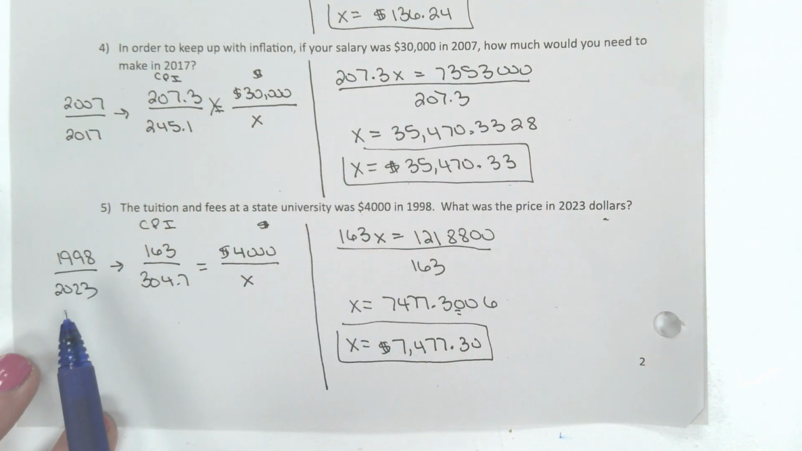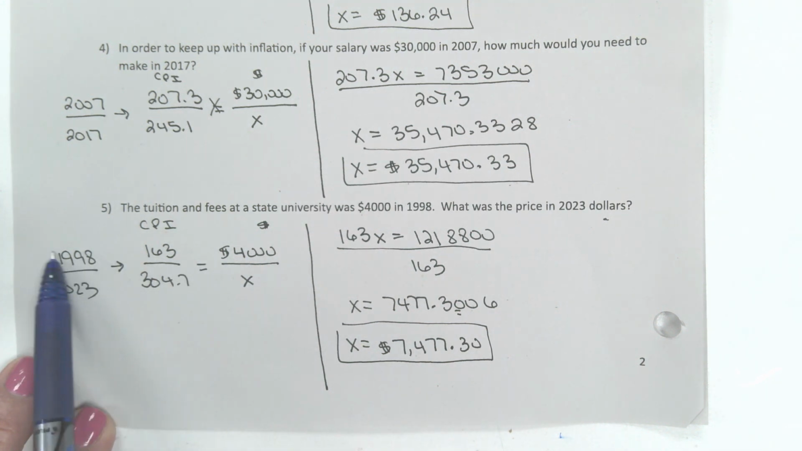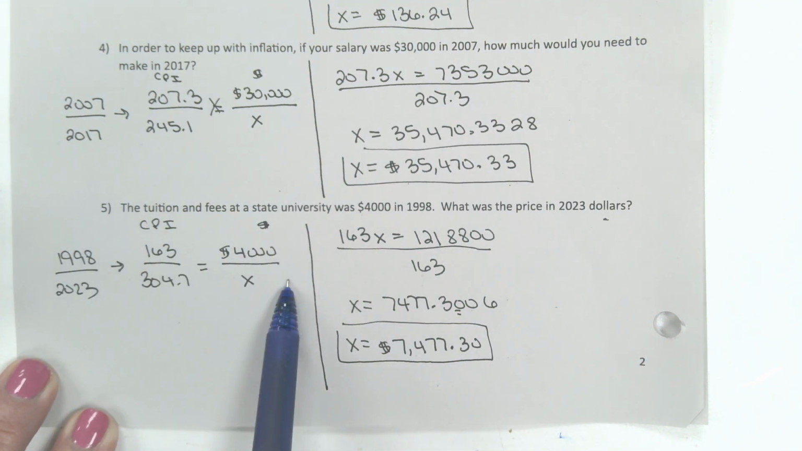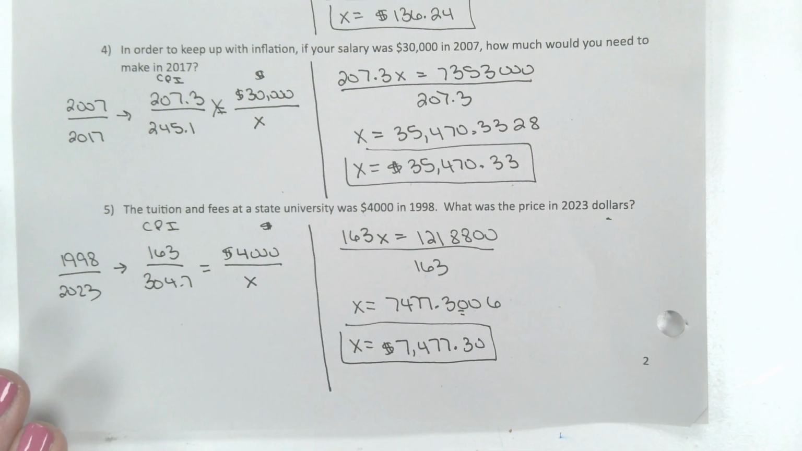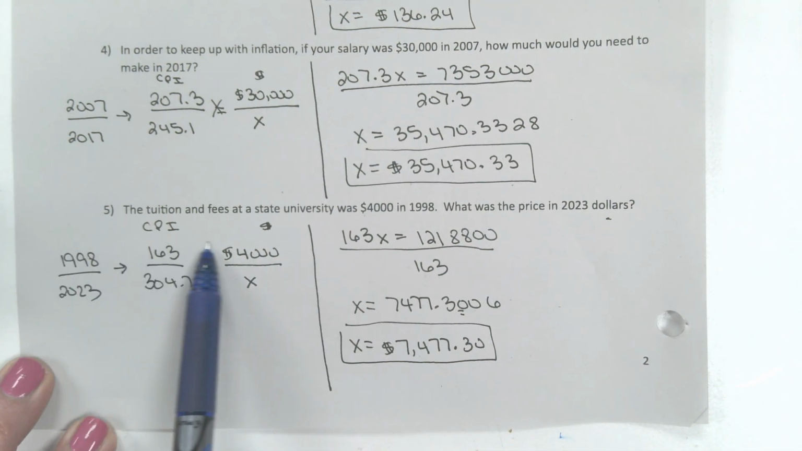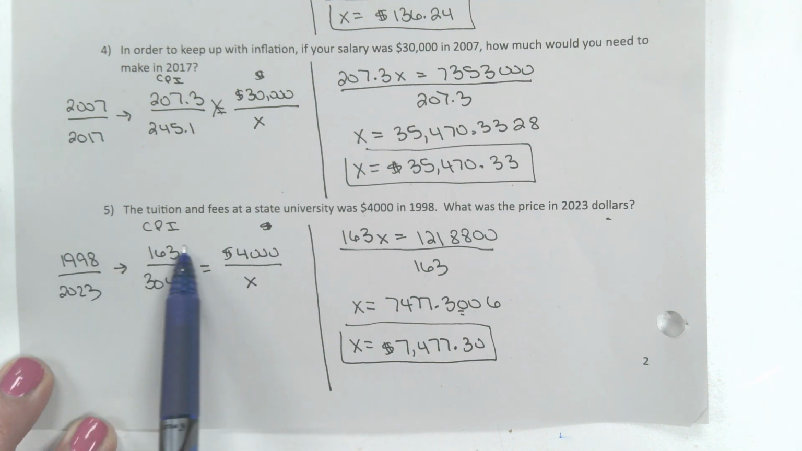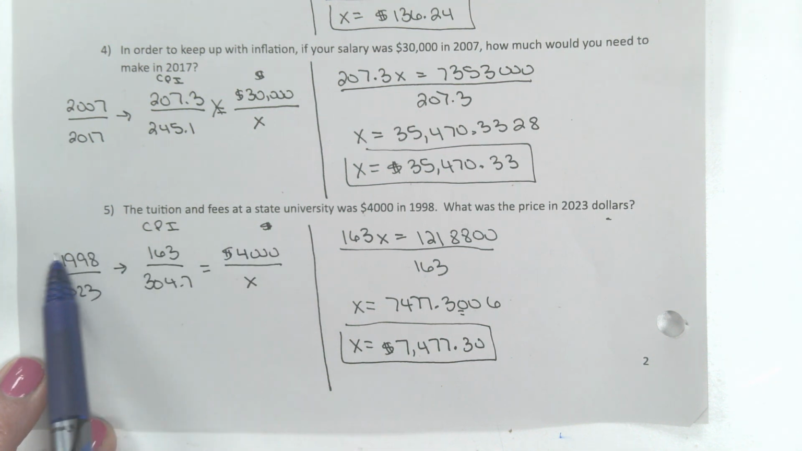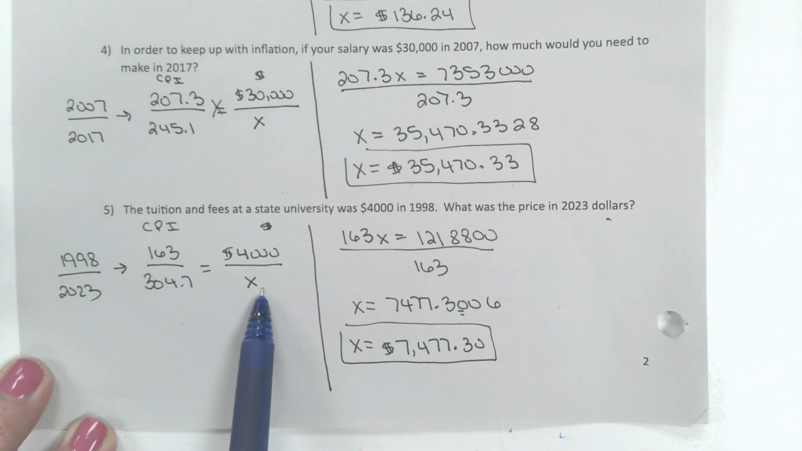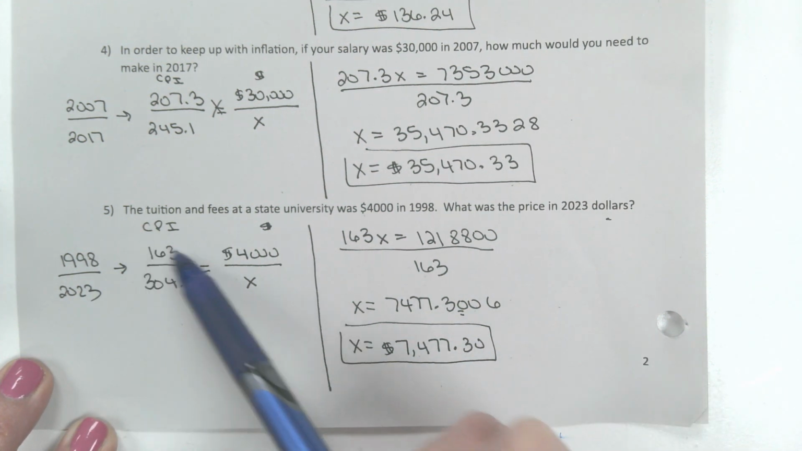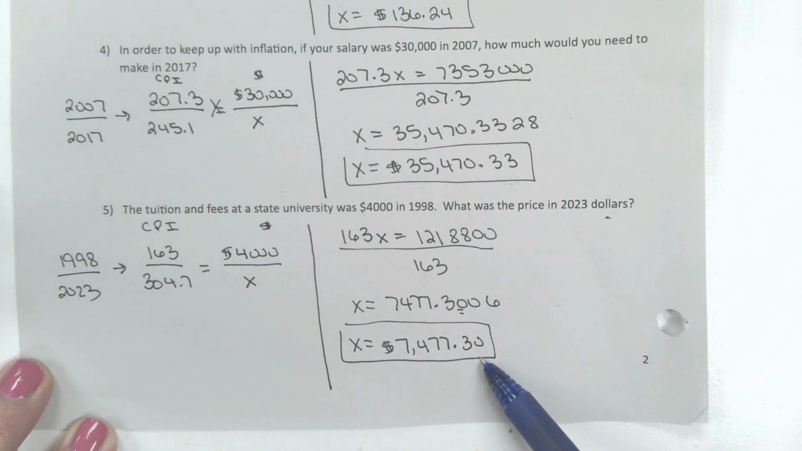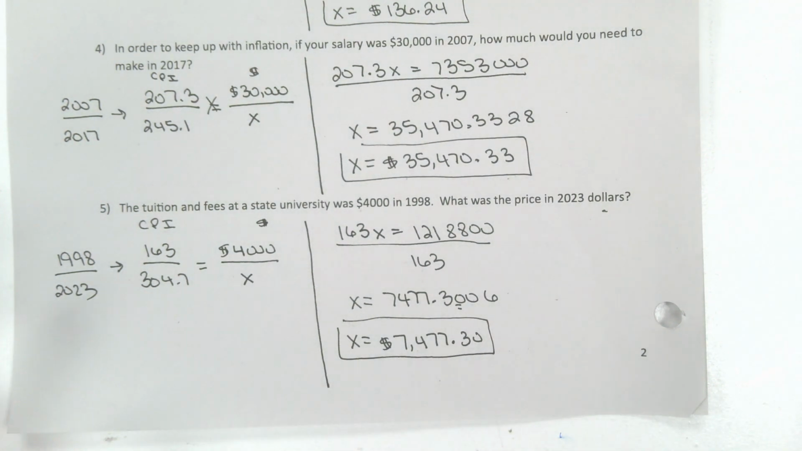And the last one is comparing tuition. We have 1998 values and 2023 values. You just have to organize and make sure that everything on the same level goes with 98. Everything on this level goes with 2023. Cross multiply, divide, and finish solving.